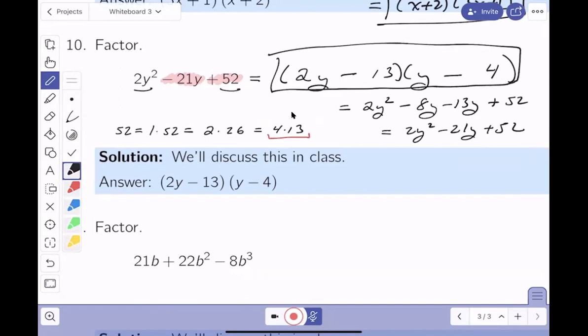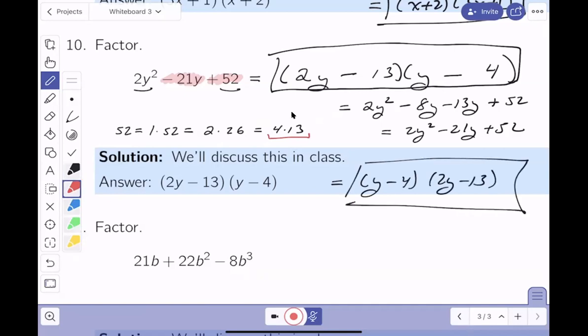Again, some students argue, oh, I could write it down differently. I could write down y minus 4 times 2y minus 13. That is not different. Multiplication is commutative. Let's look at our key though. What does it say? 2y minus 13, y minus 4.